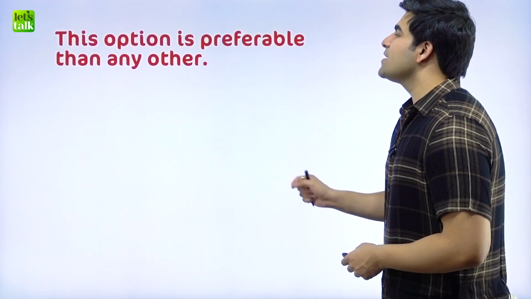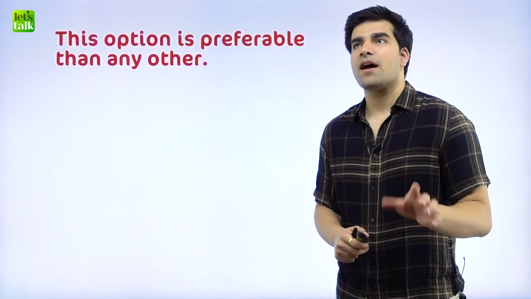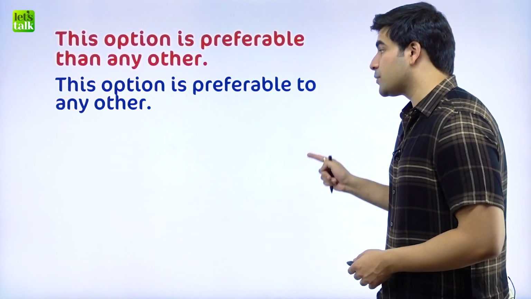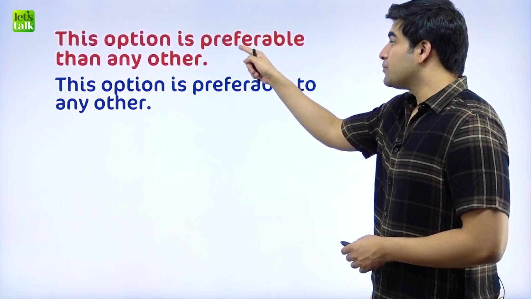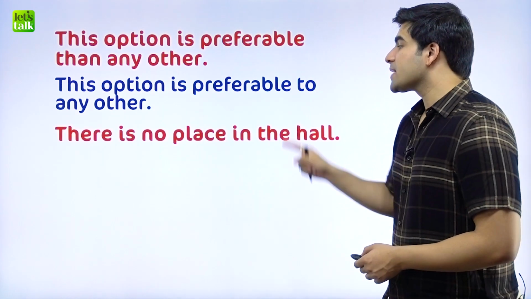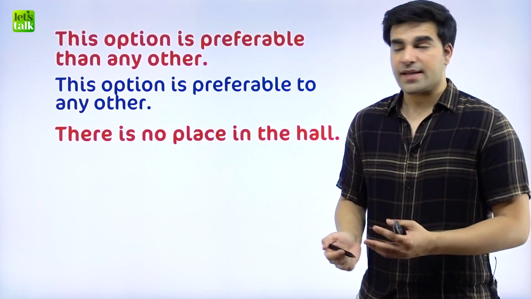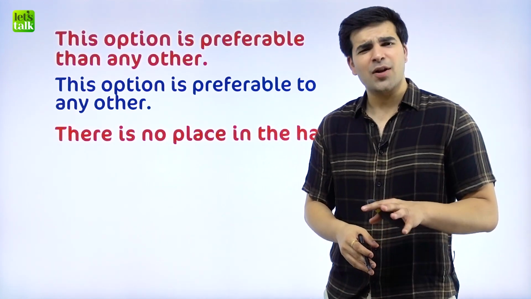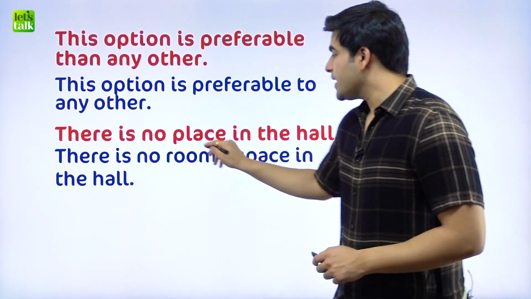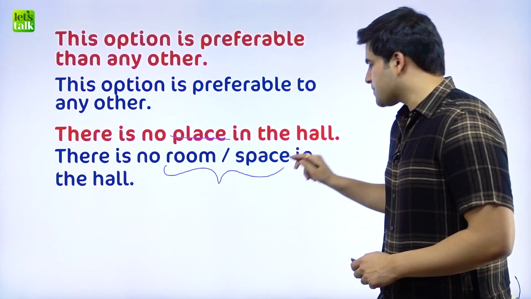The fourth one is "this option is preferable than any other." The most common, because after prefer, people end up using than. However, we say "this option is preferable to any other." We don't say preferable than, we say preferable to. The next one is "there is no place in the hall." Imagine if there's a conference hall. It is being said there's no place in the hall. Excuse me, no place, no space, or no room. So place is not the right vocabulary. We say no room or no space.